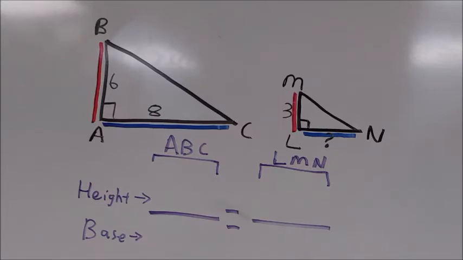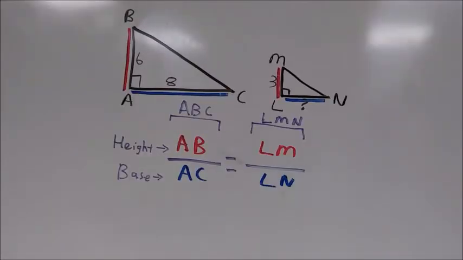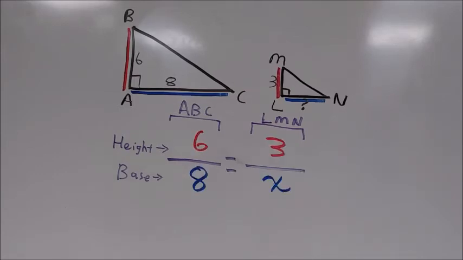Then we'll use our first ratio to represent triangle ABC, the larger one, and our second ratio to represent LMN, the smaller one. Now that we understand which side length is supposed to go where in our proportion, we're ready to fill in numbers. So this gives us 6 over 8 equals 3 over x. You can choose any variable you want for the unknown, but x is a good all-purpose choice.